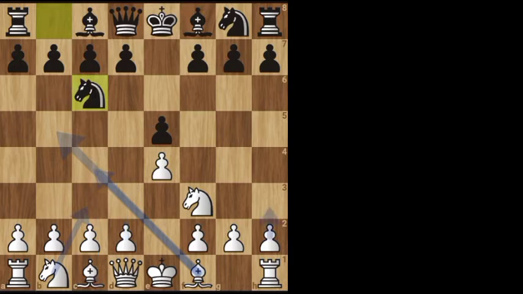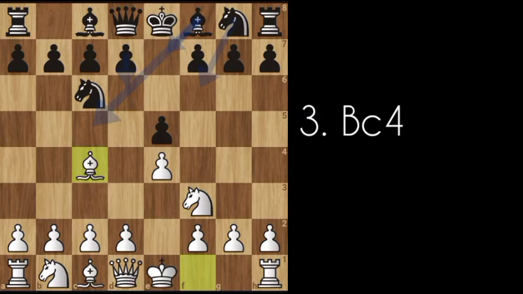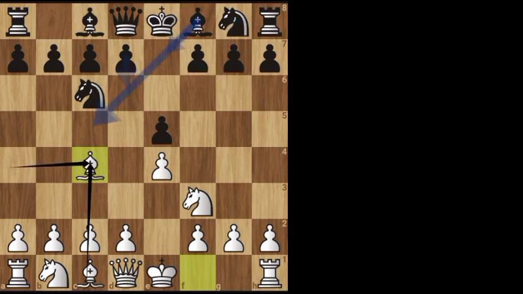Let me take that again. The knight is on the c file and on the 6th rank, so it's written as Nc6. If I move out this bishop, let's say I move this bishop here, this is written as Bc4, that is, bishop to c4. B represents the bishop and it's on the c file on the 4th rank.